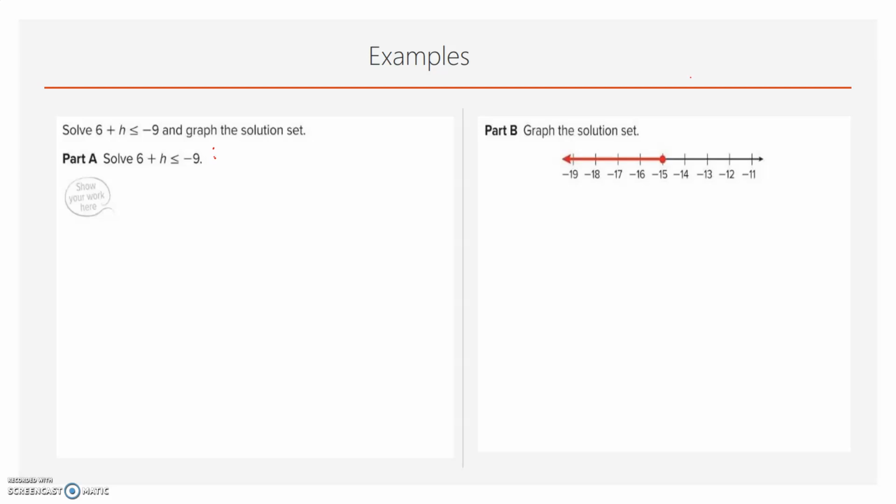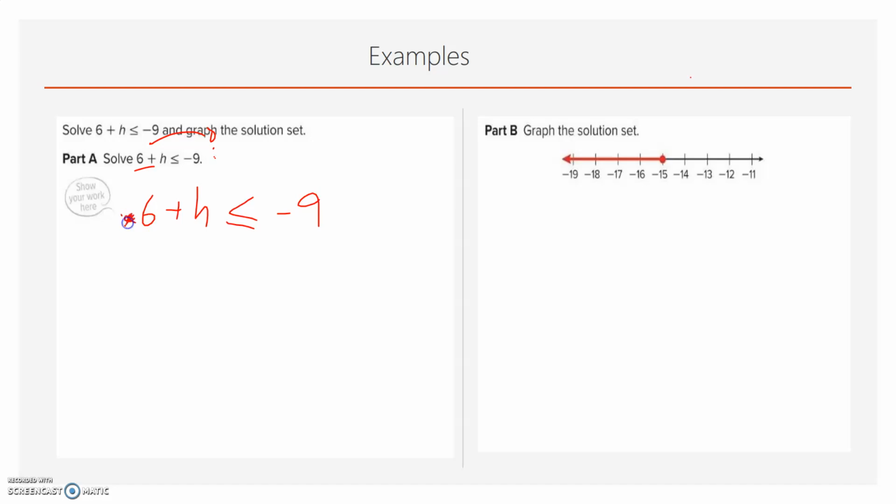If you remember, we have two methods. The first method, which is the one we just solved, is to basically get rid of this number. The second method, if you remember what we used to study, is to basically carry the 6 to the other side. But in this case, let's just do the first method. 6 plus h is less than or equal to -9. What do we need to do? We need to get rid of the 6.